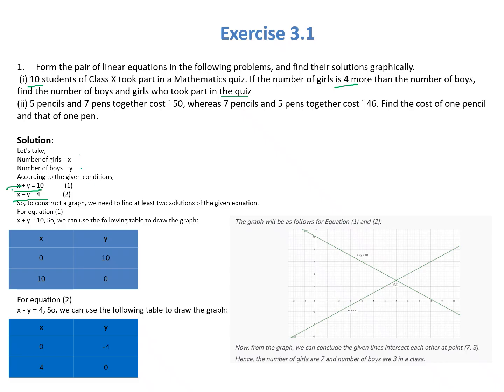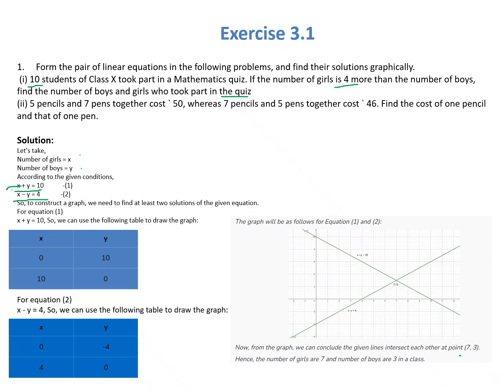Similarly, in the second equation also, we'll put the value of x as 0 and get the value for y. We put the value of y as 0 and get the value for x. And when we plot both these equations in the form of a graph, we'll get the final answer, which, if you look at it, is 7 and 3. So this is a situation wherein the value of x is equal to 7 and the value of y is equal to 3.